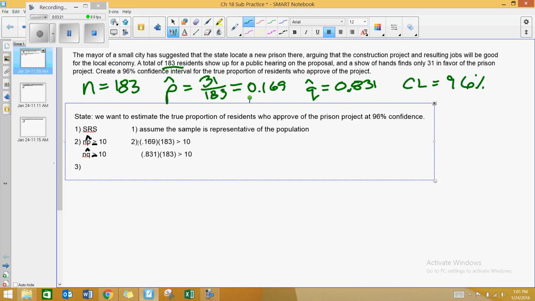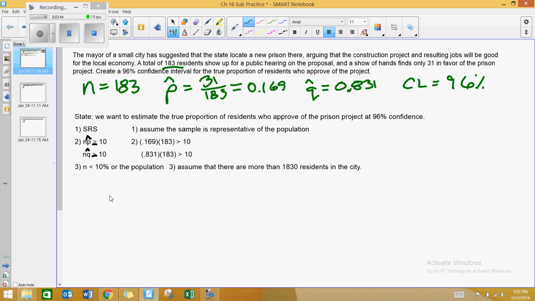Finally, our third condition is that n is less than or equal to 10% of the population. And so it's safe to assume that there are more than 1,830 residents in the city. Okay, so that is it for our state step. I'm just going to add, since my keyboard does not have less than or equal to, that this is less than or equal to 10%.